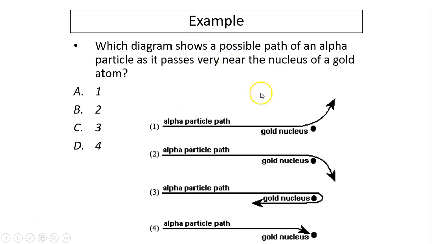Another example: which diagram shows a possible path of an alpha particle as it passes very near the nucleus? So we know that the alpha particle and nucleus repel each other. So the only possible choice has to be 1, because all the others are attractive scenarios, which is not what happens.